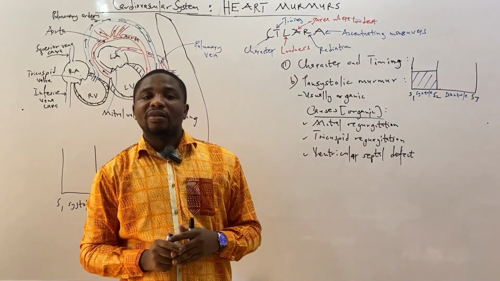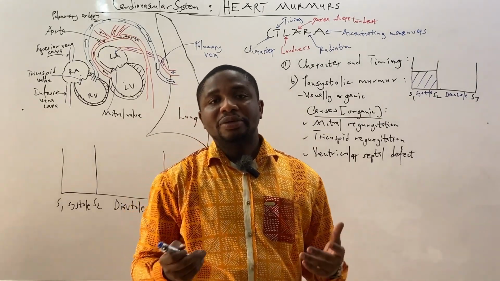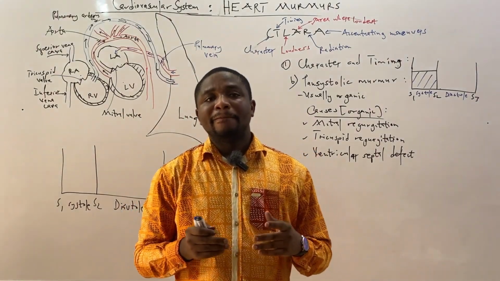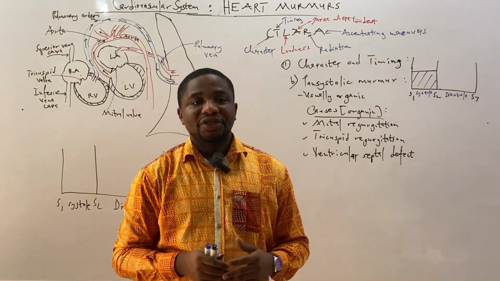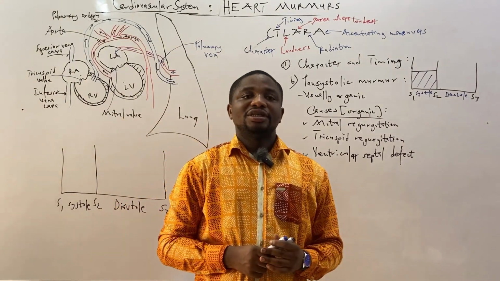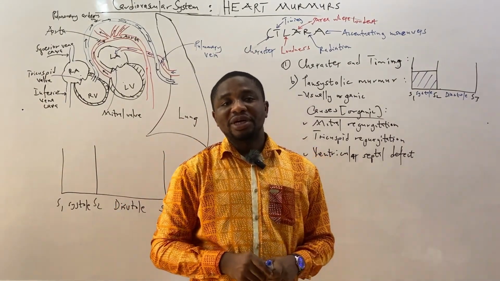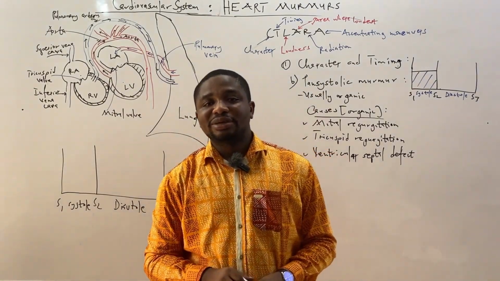And for the pansystolic murmur, always know that it is usually organic. It means that the causes are going to be organic. There is not going to be a physiological meaning to it. And for the causes, you can think of mitral regurgitation, tricuspid regurgitation, and ventricular septal defect.